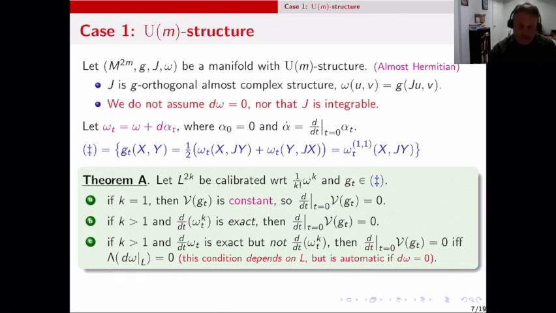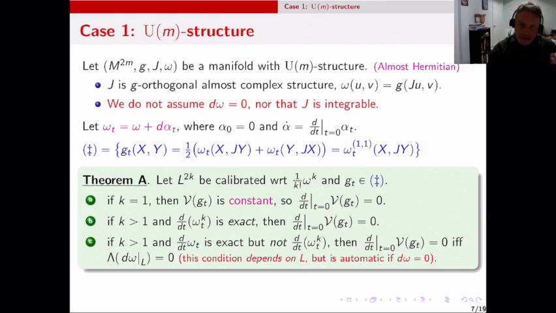And we notice that the condition we need in this case for it to be a critical point actually depends on L. This condition here depends on the embedding of L into M, which we've fixed. Okay? But it's automatically satisfied if omega is closed. Right? Because if omega is closed, then before I even restrict to L and apply this operator which depends on L, I'm still going to have 0.